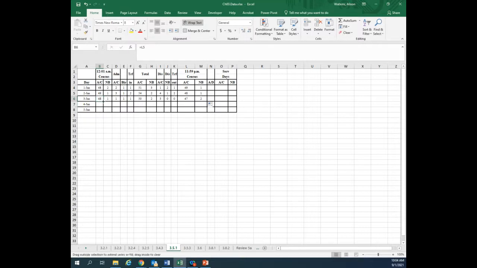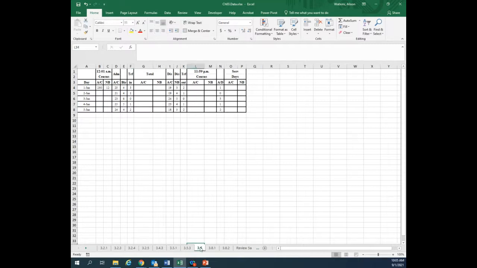If I grab this fill handle and copy it down to June 4th, look what it's doing. It's grabbing this cell. And of course, I need to fill in my additional numbers, but they don't give me any for the rest of the days.